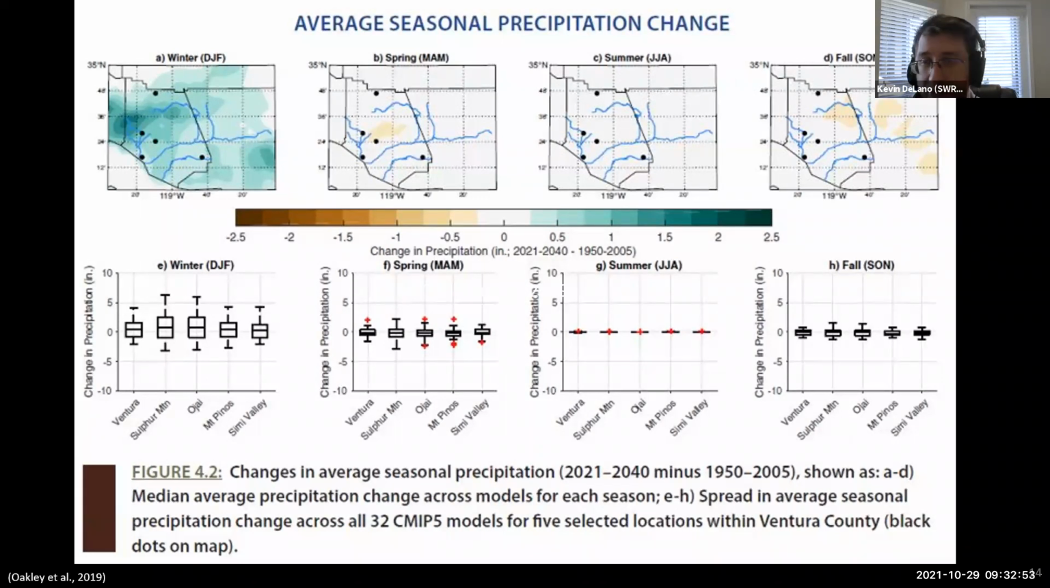So this corresponds to what I said earlier. Winter is slightly more wet, the rest of the seasons slightly drier. And you can see that again on the box and whisker plots for the winter, especially, that the median for each of these locations, Ventura, Sulphur Mountain, Ojai, is just above the 0. So we were looking at maybe 1 inch change of precipitation in areas of the Ventura River watershed, but overall the median is about 1 inch in the watershed.